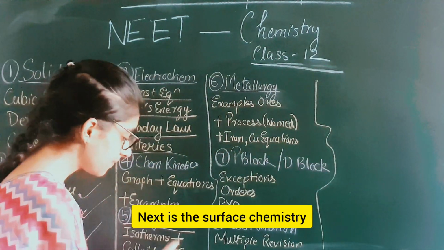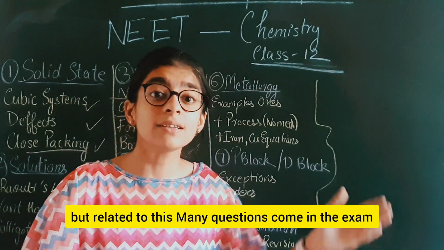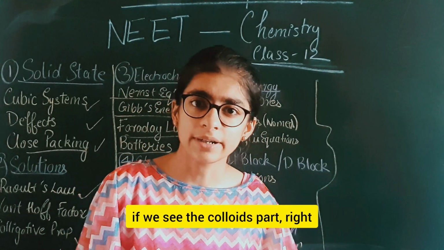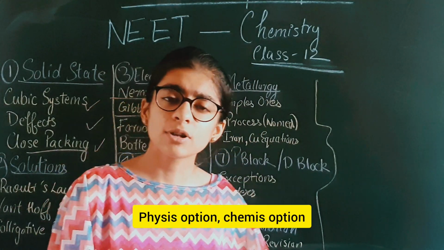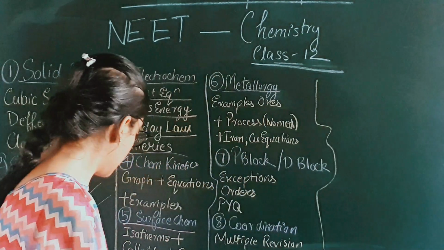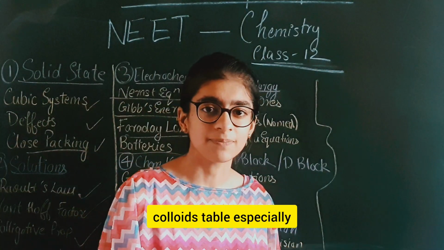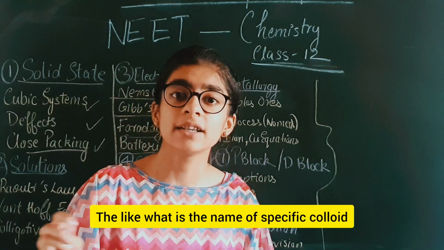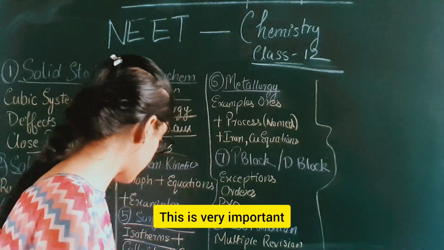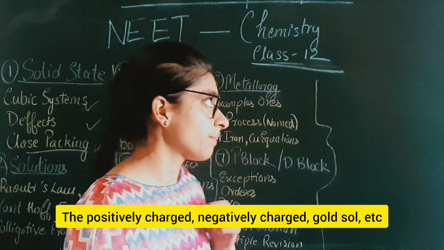Next is surface chemistry. It is a theoretical chapter, an underrated one, but many questions come in the exam related to it. It is a type of base for you if we see the colloids part, right? Physical chemistry, organic chemistry, everything is important. You have to just revise it again and again, right? Isotherms are very important here, and the colloids table especially. What is the name of a specific colloid, which type of emulsion, solid sol, aerosol, this is very important. And next is the sol: positively charged, negatively charged, gold sol, etc.